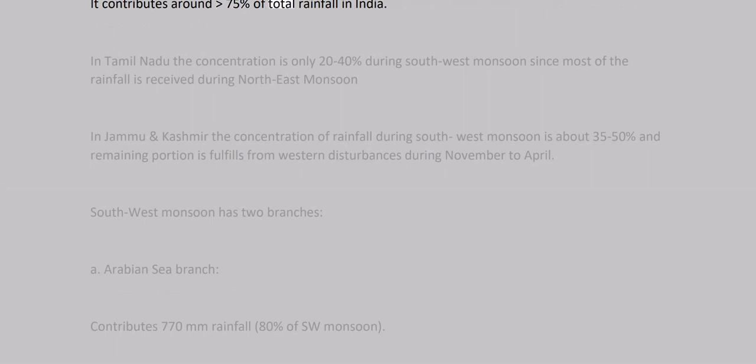It moves at an average speed of 30 km per hour. It is called the grand period of rainfall in India. It contributes greater than 75% of total rainfall in India.